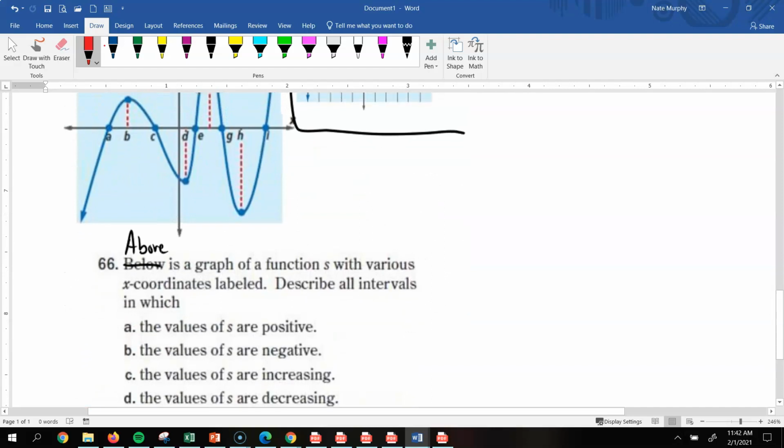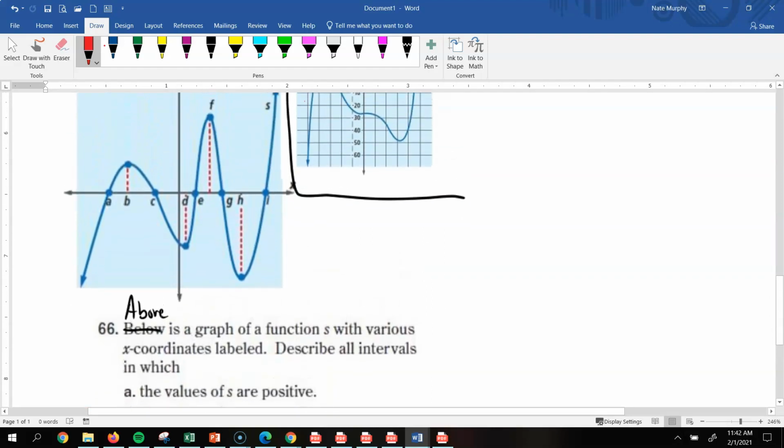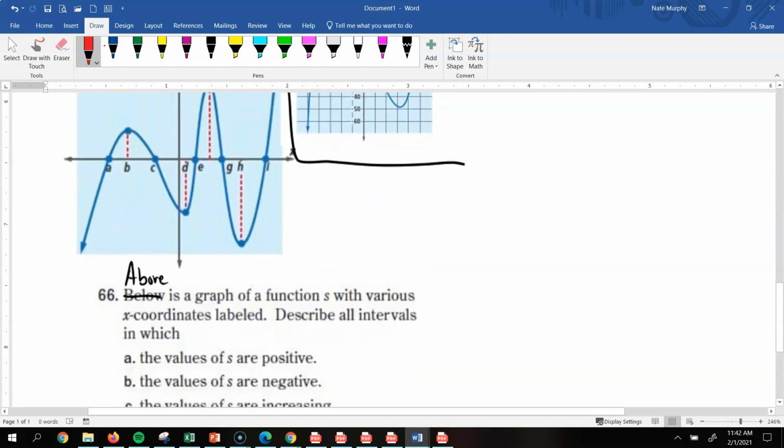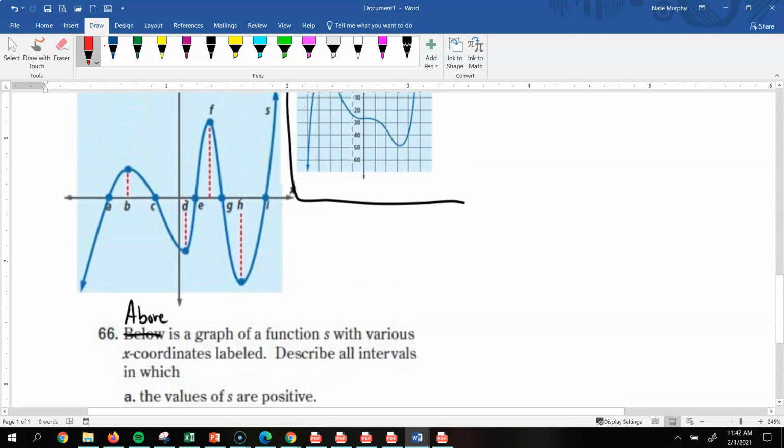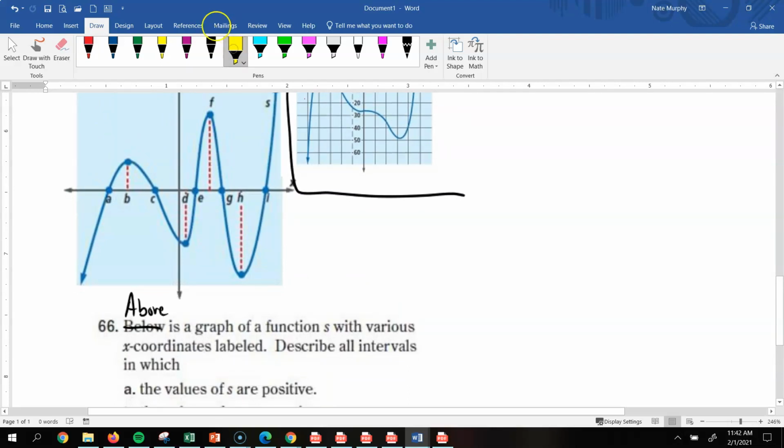All right. Lastly, let's look at number 66. So it says above here we have a graph of a function with various x coordinates. Describe all intervals in which the values are positive. So the intervals where it's positive. Okay, so I'm going to use my highlighter here. We're looking at where the y value is positive, and it's positive where I just highlighted.